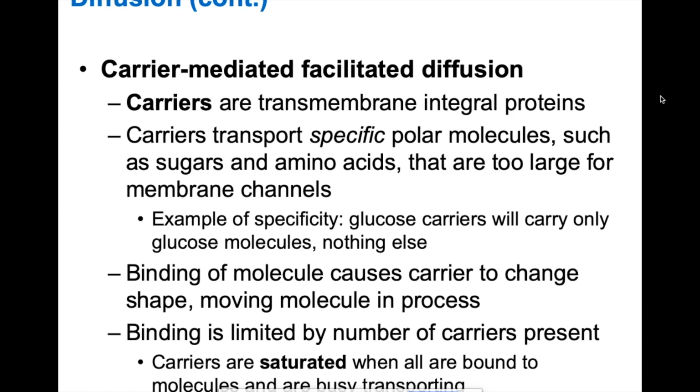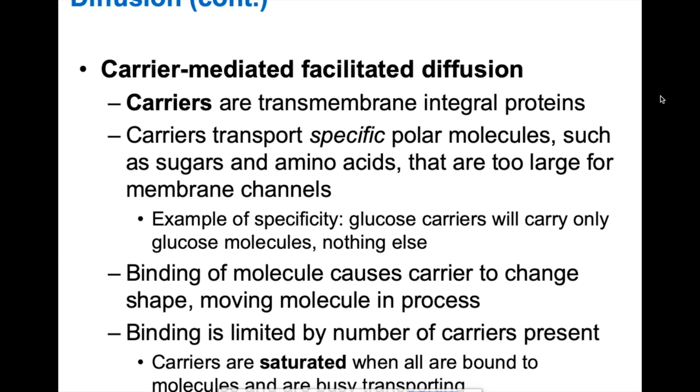So in carrier-mediated facilitated diffusion, we have carriers that are transmembrane integral proteins. Transmembrane means that they are present on both the intracellular and extracellular surfaces of the cell membrane. These carriers transport specific polar molecules, such as sugars and amino acids. These are things that are too large for simple diffusion. They're too large to just go straight through the membrane, and they're too large for our membrane channels as well. An example could be a glucose carrier that will only carry glucose molecules and nothing else. They have a very high specificity typically.